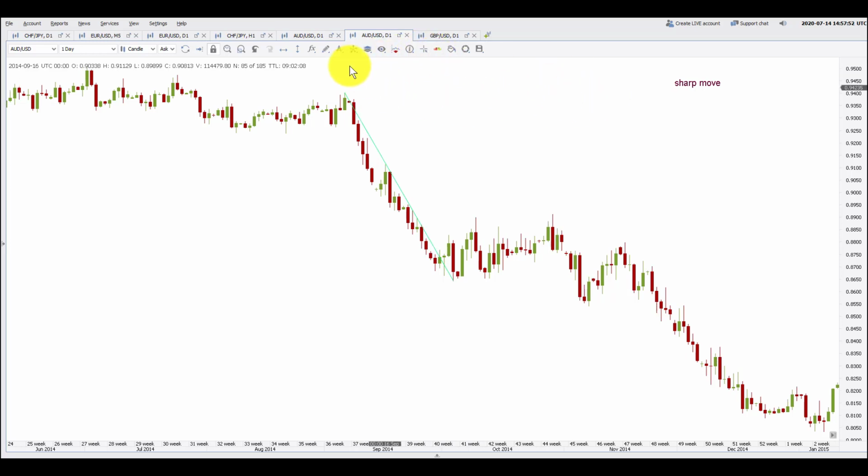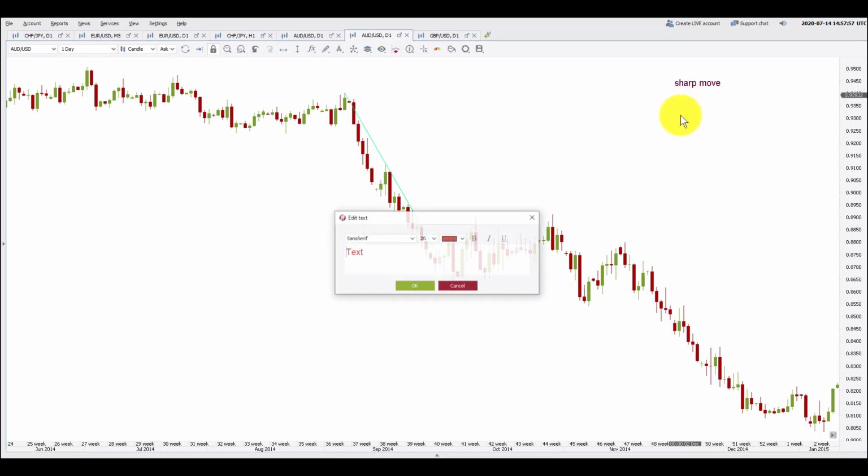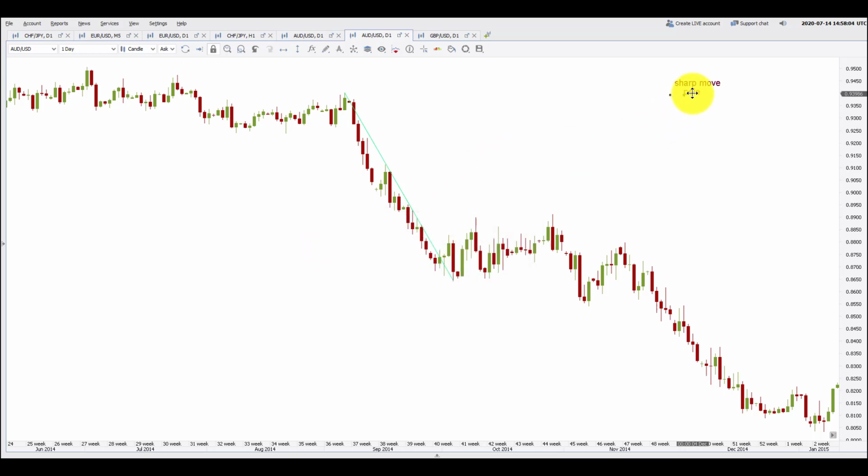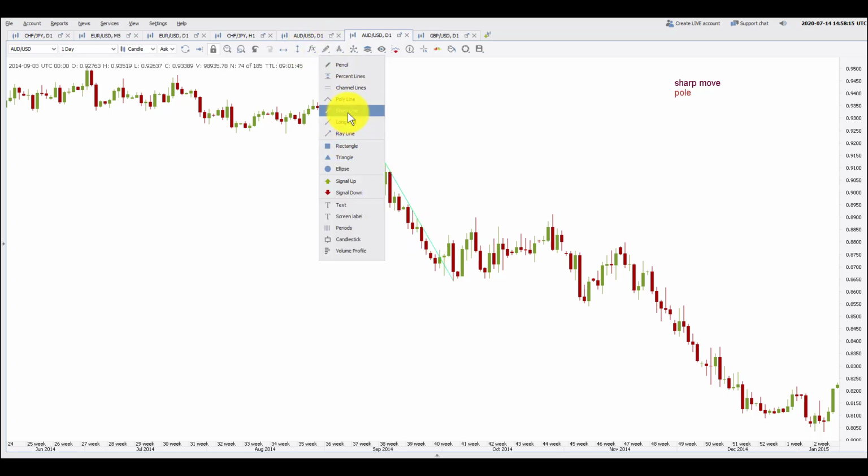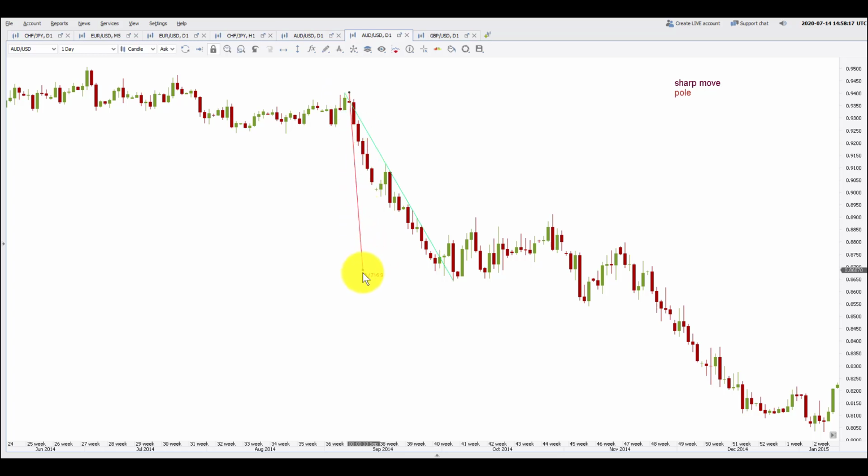Now the second requirement of a flag is the pole. This is simple because we consider the start of the sharp move and the end of the sharp move as the flag pole. So this is our flag's pole. If you keep it straight, then this height is the flag pole.